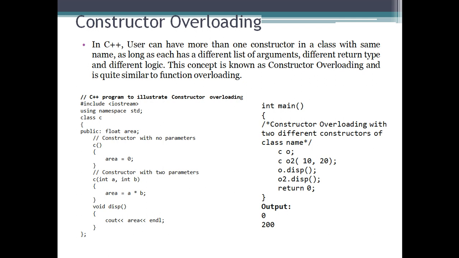Take one simple example to illustrate constructor overloading, where we create a class called C. We have created a normal constructor without any parameter, and again a constructor with two parameters, and a method called display. In the main method we create an object O without any argument, and O2 that accepts two arguments. Whenever we call O.display and O2.display, it goes to the particular method, takes the data, prints the value, and displays the output. That is the constructor overloading concept, and how we can implement it for a simple class called C.